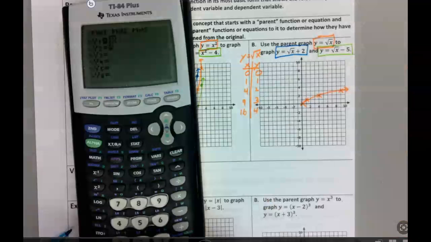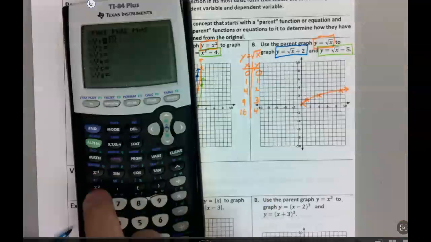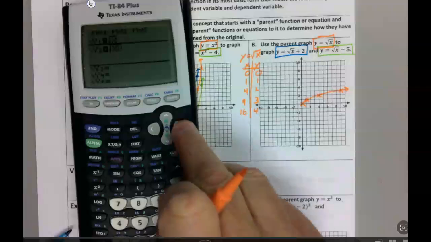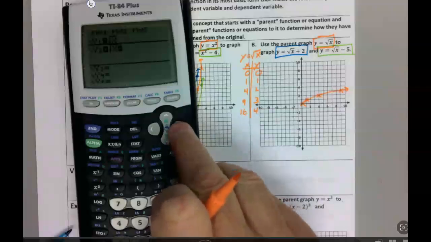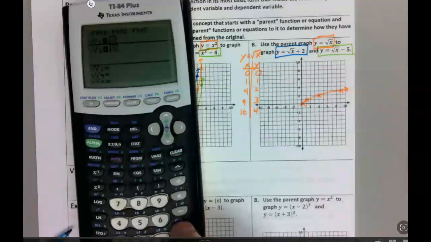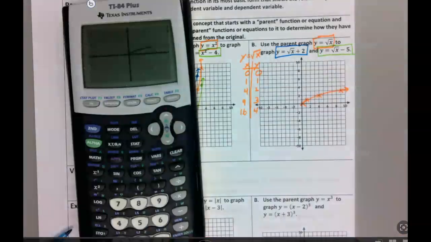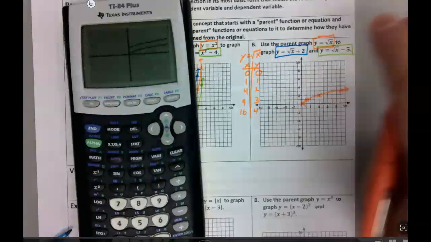Okay, so the next one I'm going to hit second square root x, and make sure you arrow out of it so it's out of the radical. So you want to right arrow out of it, and then plus 2. And if you hit graph, what's it do to the graph? What did it do to it? Did it shift it up 2? Yep. So it should shift it up 2.